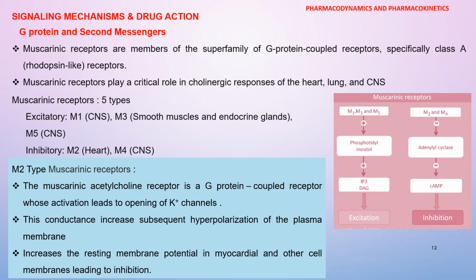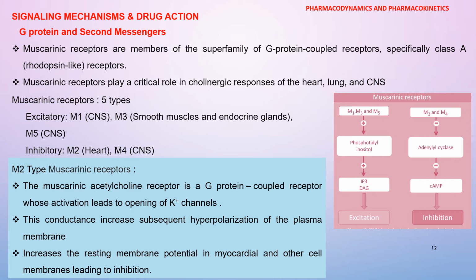The muscarinic receptor belongs to the class A rhodopsin-like receptor of G proteins. There are 5 types of muscarinic receptors: M1, M2, M3, M4 and M5. M1, M3 and M5 are excitatory receptors and stimulate phospholipase C, which then activates IP3 and DAG. The occurrence of this type is in the central nervous system, smooth muscles and endocrine glands.